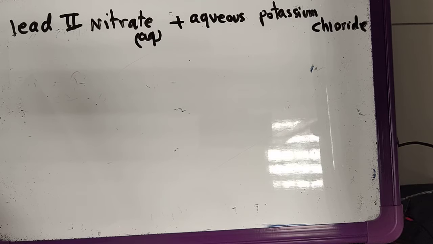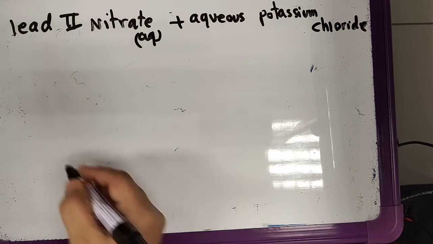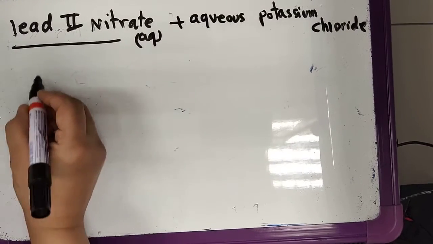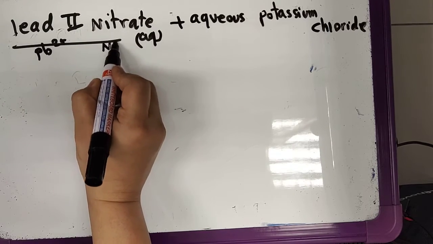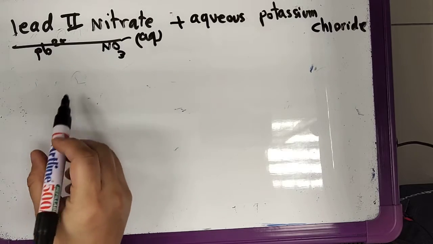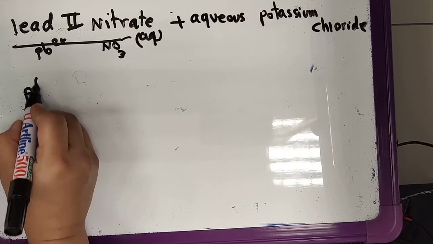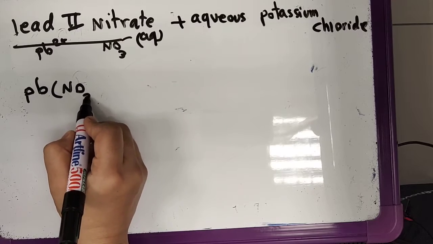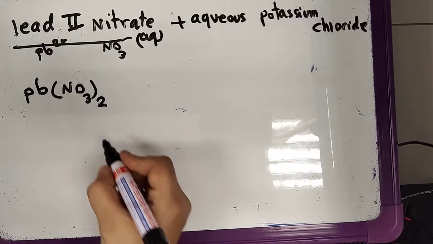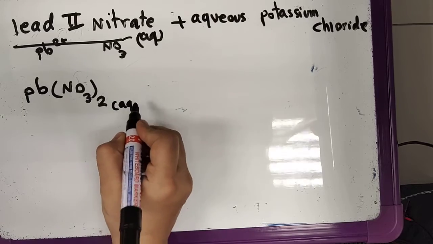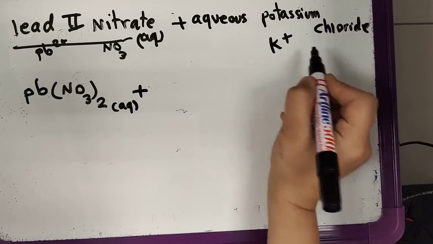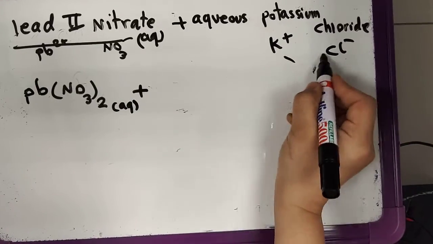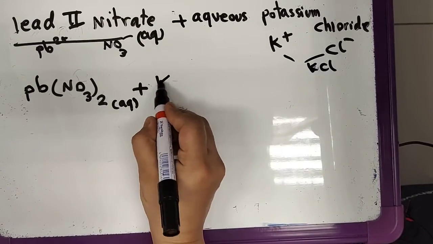First you have to predict the product of this reaction. It is a double displacement reaction. So lead(II) nitrate means this is Pb2 positive, and nitrate is NO3 minus. So how should I write the formula? It becomes Pb(NO3)2, and it is aqueous, so I put (aq), plus potassium chloride. Potassium is K positive, chloride is Cl minus. So what is the formula? It is KCl, so plus KCl.